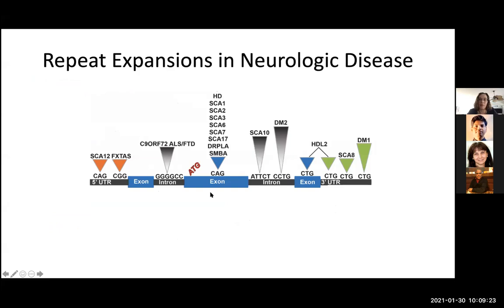And so as the years went on, more and more genes were identified and they kind of fell into these categories. There were intronic mutations, myotonic dystrophy type 2, genes with 3' untranslated expansion mutations, and more polyglutamine encoding repeat expansion disorders.